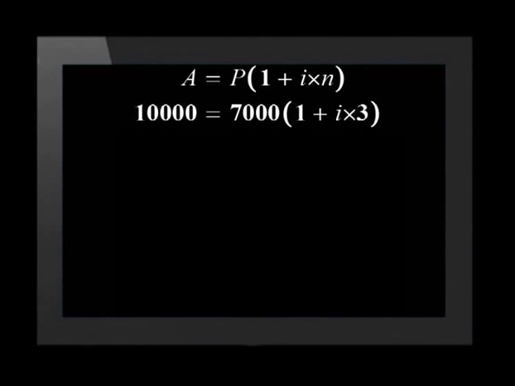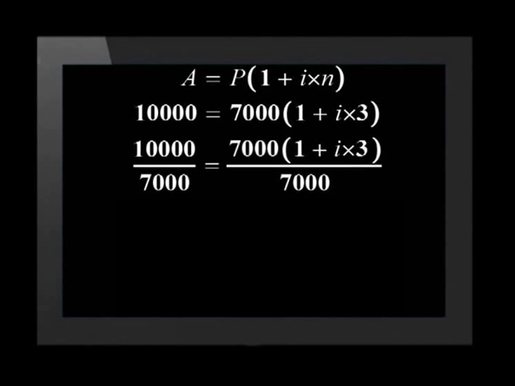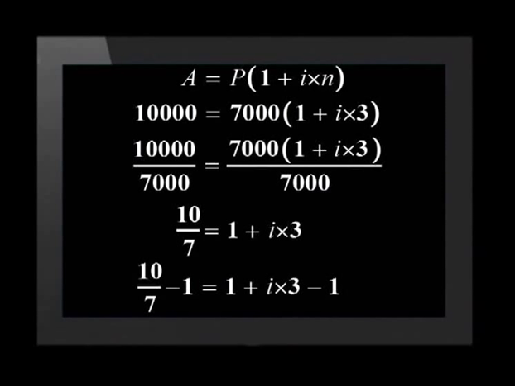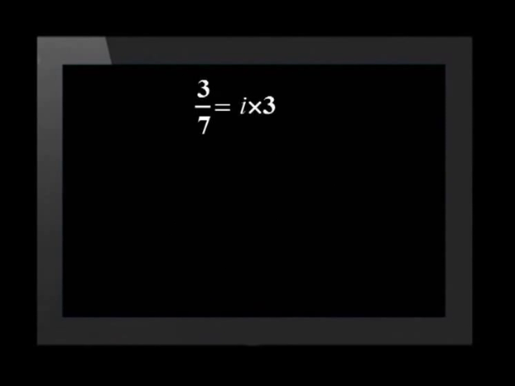To get I on its own, we divide both sides of the equation by 7,000, leaving a fraction of 10 over 7 on the left side and 1 plus I times 3 on the right. Now subtract 1 from both sides, leaving us with 3 over 7 is equal to I times 3. We divide both sides of the equation by 3 to give us I is equal to 1 over 7.